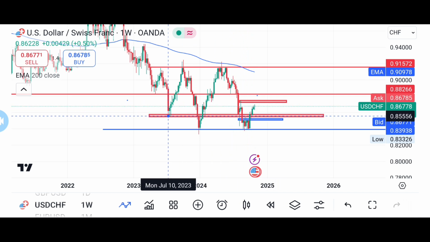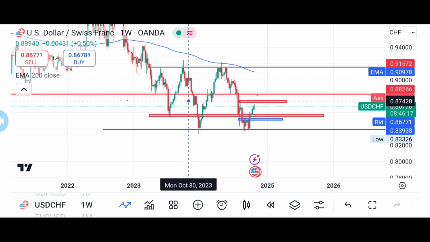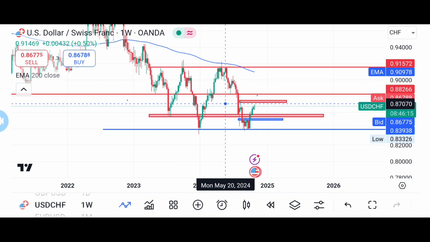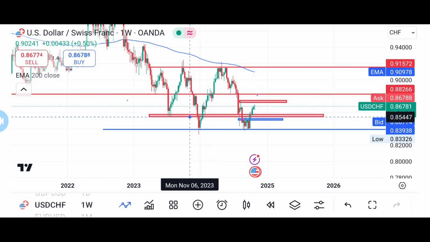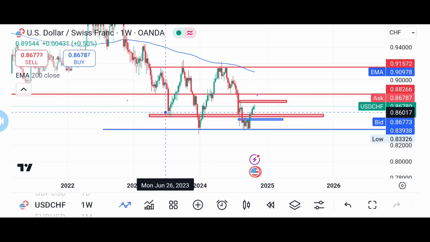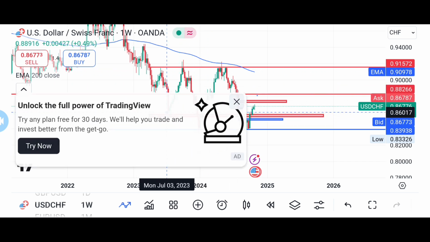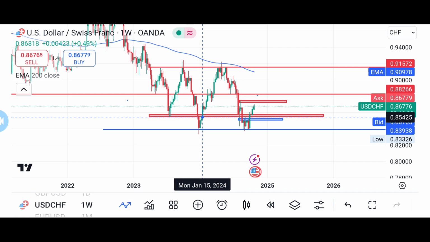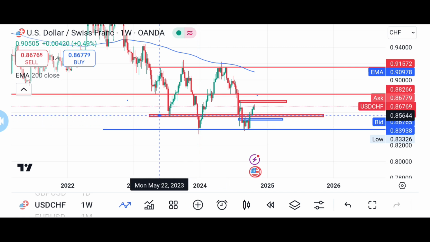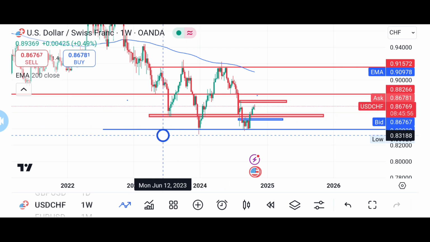So guys, in weekly you can see the price is forming something like an M structure here. In weekly, the previous lower low was at this point, the previous lower low before it was broken. Are we together? So the previous lower low was at that point. Let me delete this red zone.